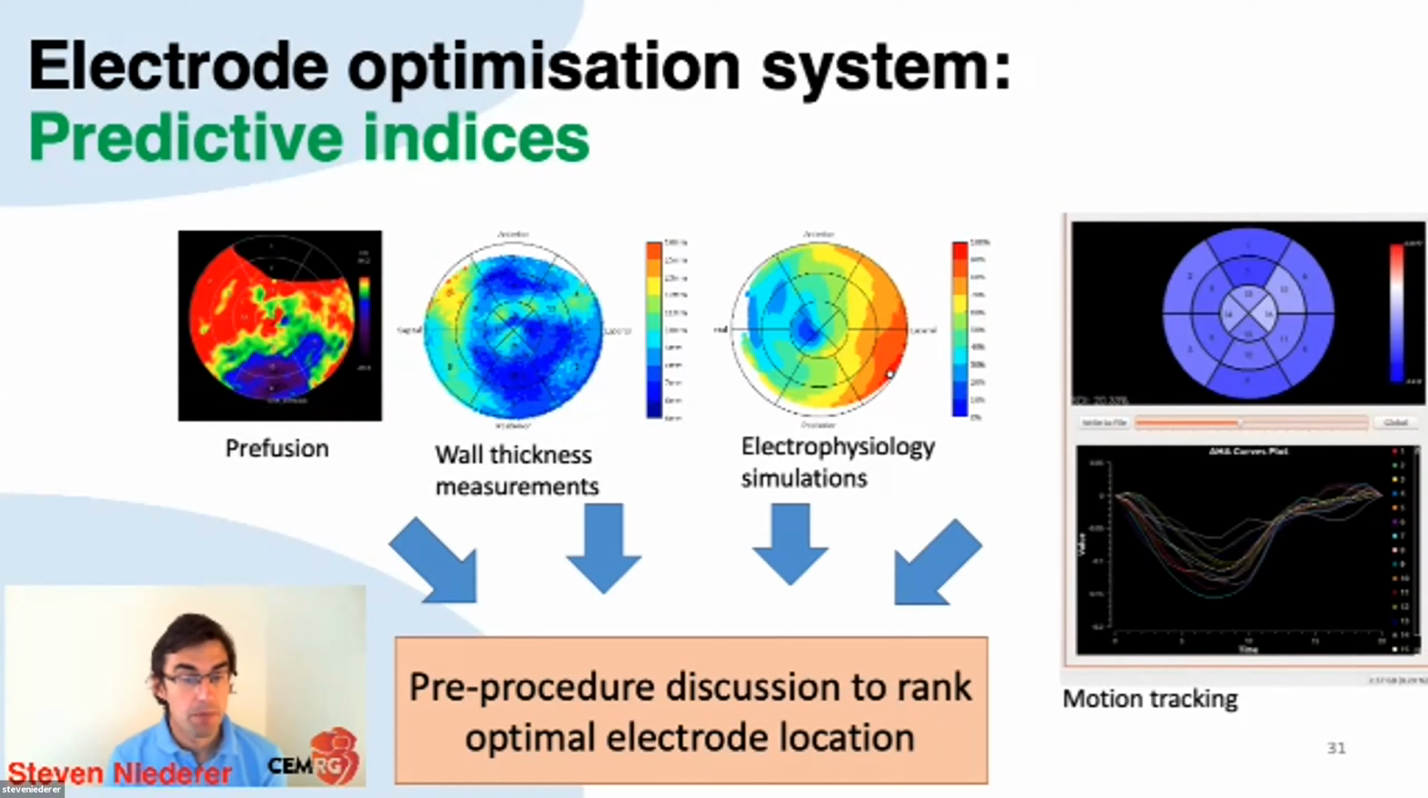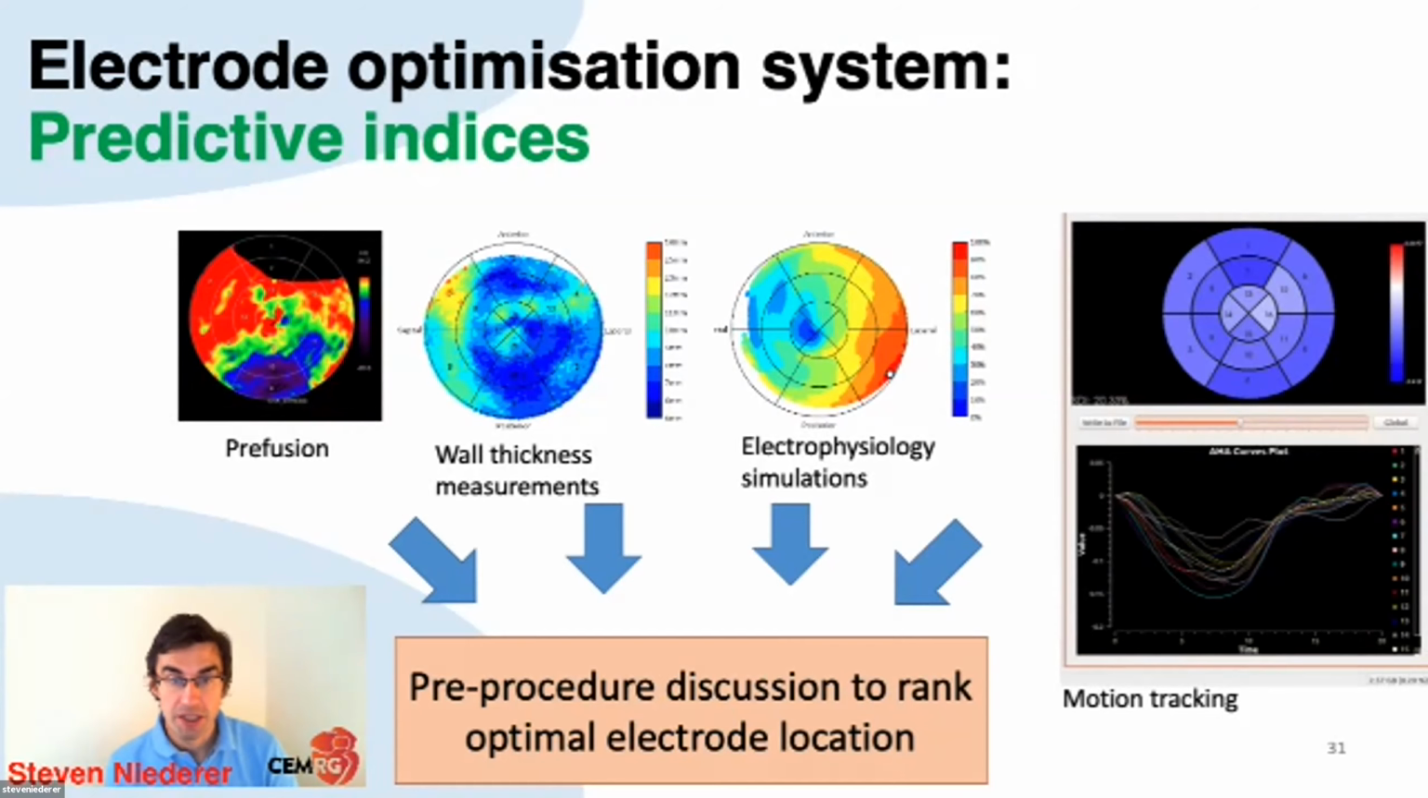So we have a pre-procedural discussion with the cardiologist, so we involve them in the discussion. It's not a simple model or an image processing guidance system. We provide the evidence to the cardiologists, they rank which of the locations they would like to pace from, and then this is what we present to the cardiologist in the procedure.